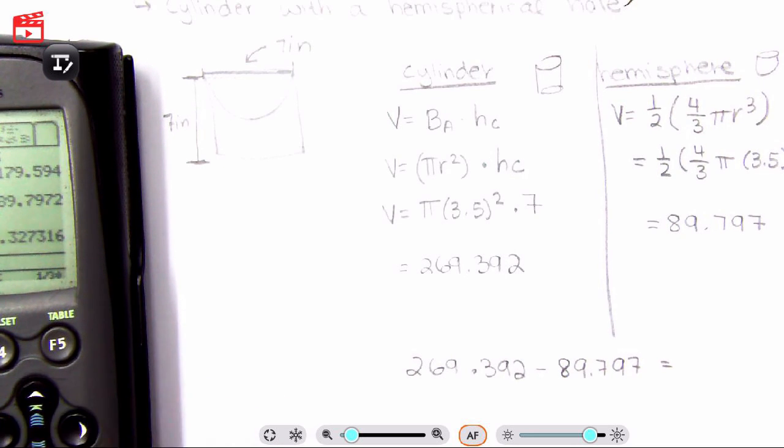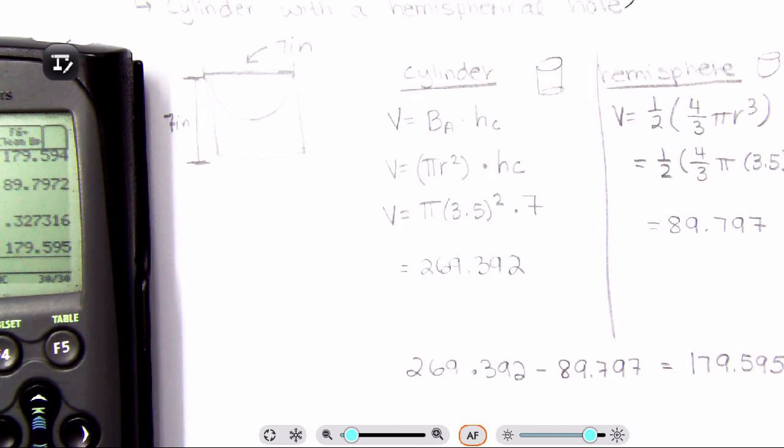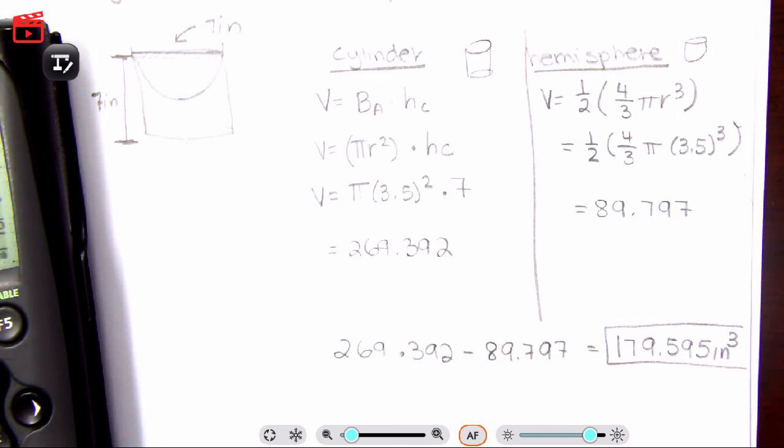Woo! Guys, I'm having trouble with my calculator today. 269.392 minus 89.797. There it is, 179.595. What's our unit of measure? Inches. What are we trying to find? Volume. Volume is always cubed. All right, guys, that's it for the spheres.